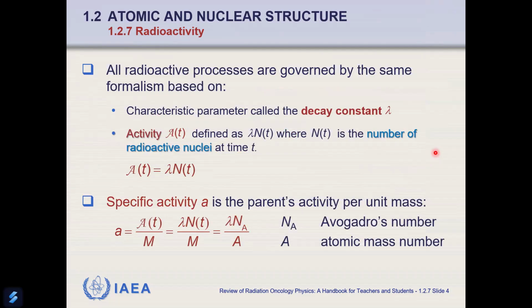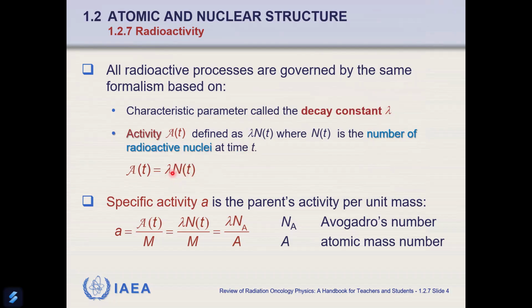All right. And of course, we can govern these processes based on the decay constant. And we have defined activity before as just the number of radioactive nuclei at time t. Sorry, it's basically the decay per unit time. But we can actually form an equation between the decay constant lambda and the number of nuclei that are present at any given time.